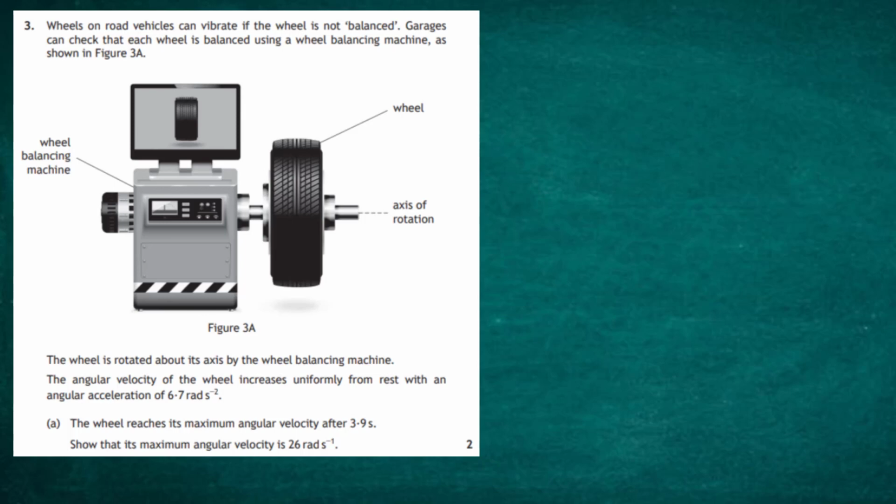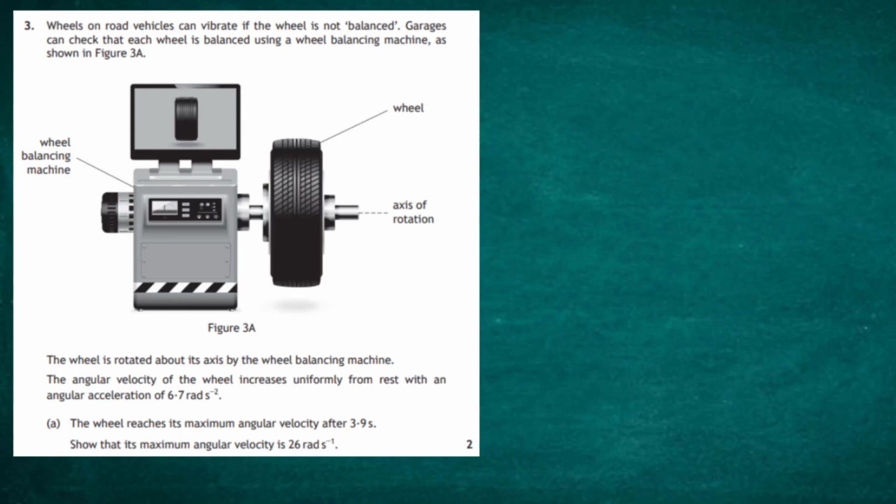2018 Advanced Higher Physics Examination. Question 3. Wheels on road vehicles can vibrate if the wheel is not balanced, and garages can check that each wheel is balanced using a wheel balancing machine as shown in figure 3a. Now you can see the wheel balancing machine there.